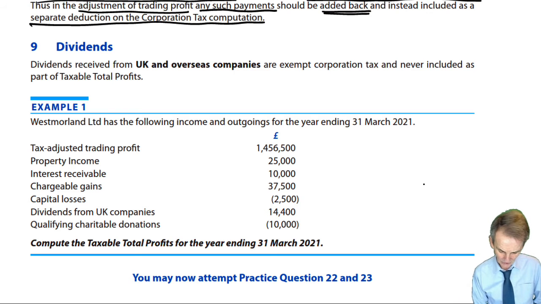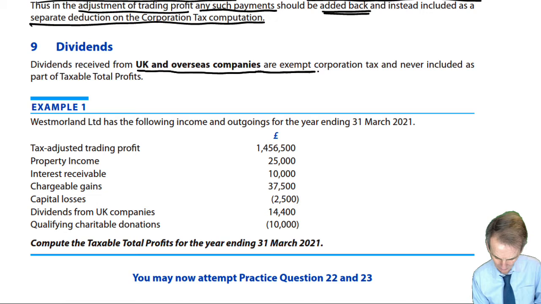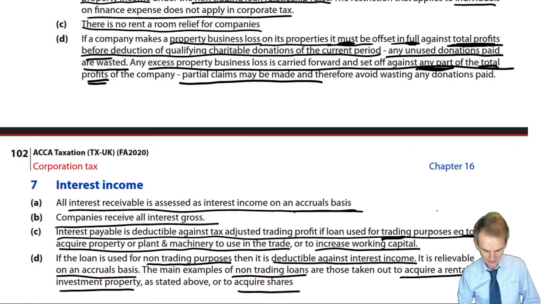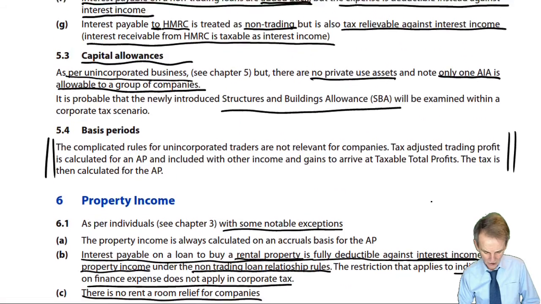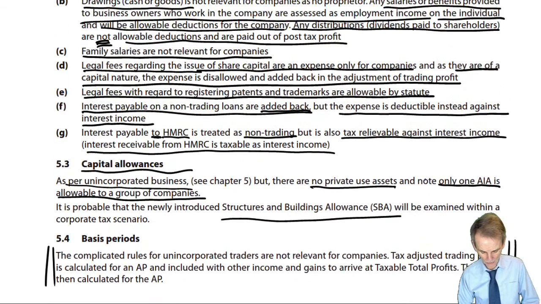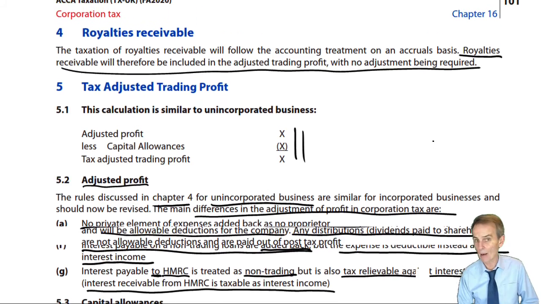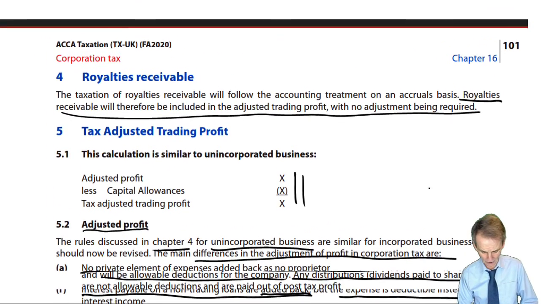Dividends. Dividends received from UK and overseas companies are exempt from corporation tax and never included as a part of taxable total profits. Now you'll notice here that we've gone to each individual source of income, determining whether or not it is a part of TTP or not.